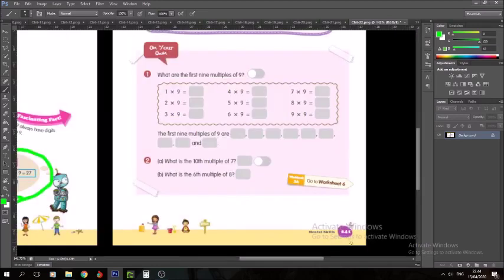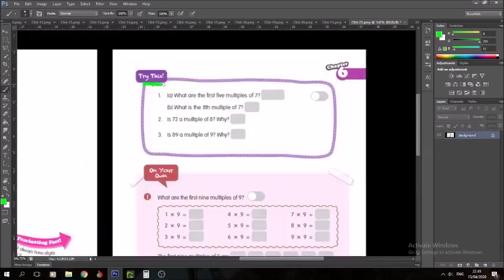Next to page 241, try this. What are the first 5 multiples of 7? That means you need 5 multiples. 1, 2, 3, 4, 5. And then what is the 8th multiple of 7? The 8th multiple is 7 times 8. Is 72 a multiple of 8? If yes, why? If not, why?